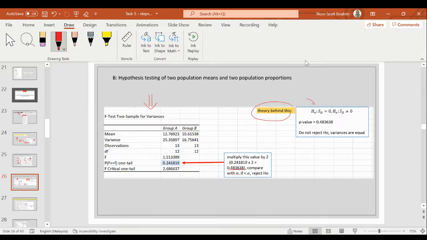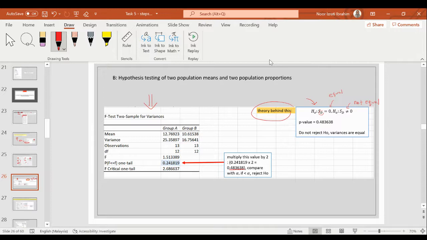Step 1: H0 is that the standard deviation of the difference between the two populations is 0, and H1 is that the standard deviation difference is not 0. If 0, it means they are equal. If not equal to 0, it means the standard deviation or variance is not equal. Equal to 0 means the same.